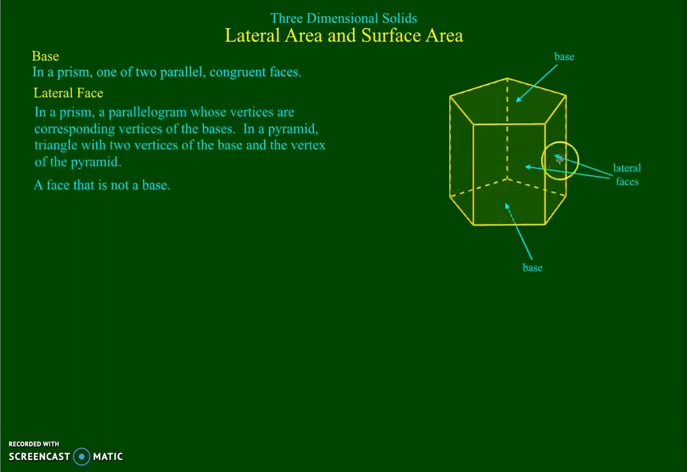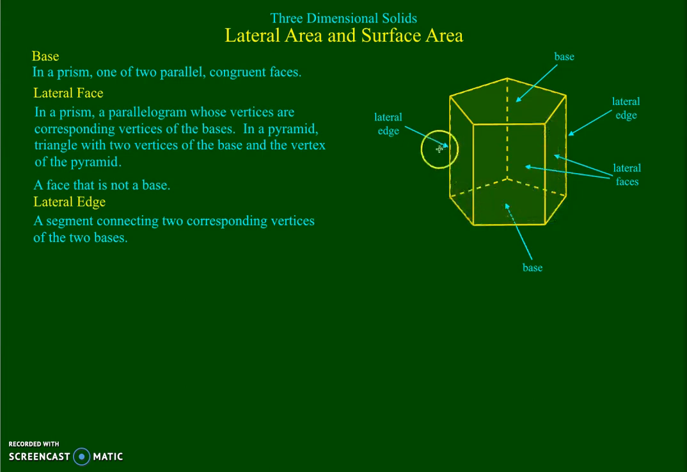These side faces are called lateral faces. A detailed description here is in a prism, the side faces or lateral faces are parallelograms whose vertices are corresponding vertices of the bases. So this vertex corresponds to this vertex corresponds to this one. This is a parallelogram. And the same for all these other lateral faces. So we have bases and then we have lateral faces.